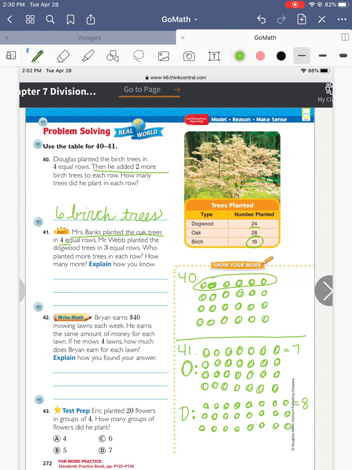Then it asks which one planted more trees in each row. So which one of these numbers is higher, 7 or 8? 8 is higher. So Mr. Webb planted more trees in each row.